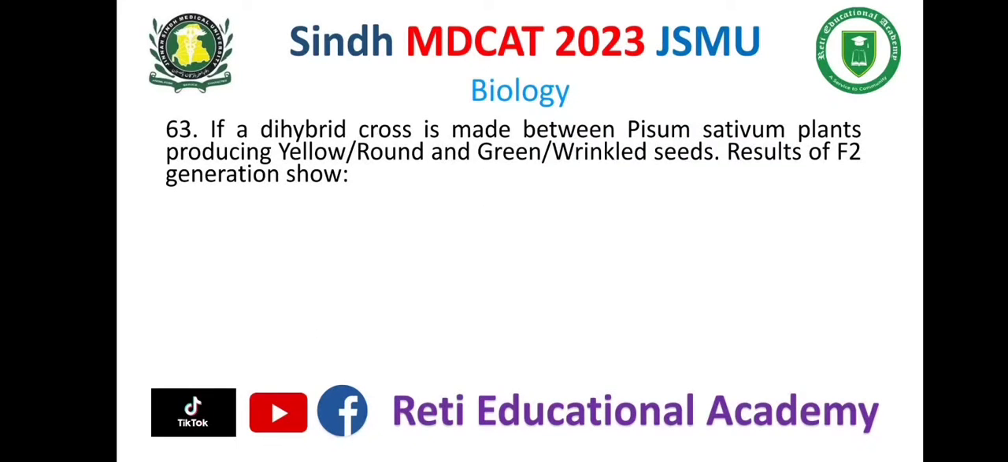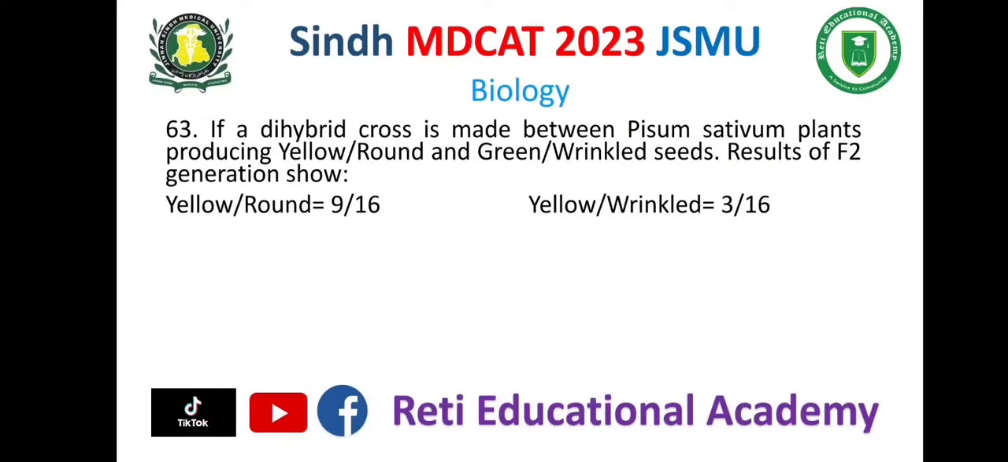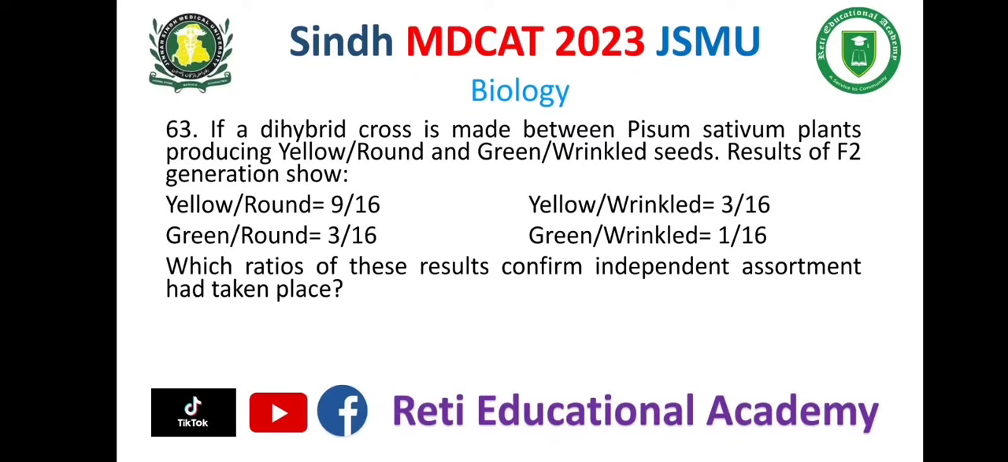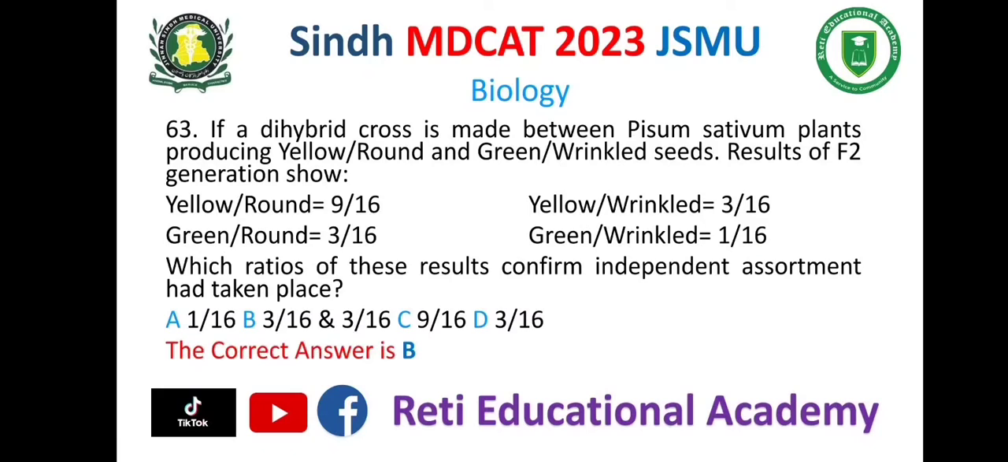If a dihybrid cross is made between Pisum sativum plants producing yellow round and green wrinkled seeds, result of F2 generation show yellow round 9/16, yellow wrinkled 3/16, green round 3/16, green wrinkled 1/16. Which ratio of these results confirm independent assortment had taken place? A. 1/16, B. 3/16 and 3/16, C. 9/16, D. 3/16. And the correct option is B.